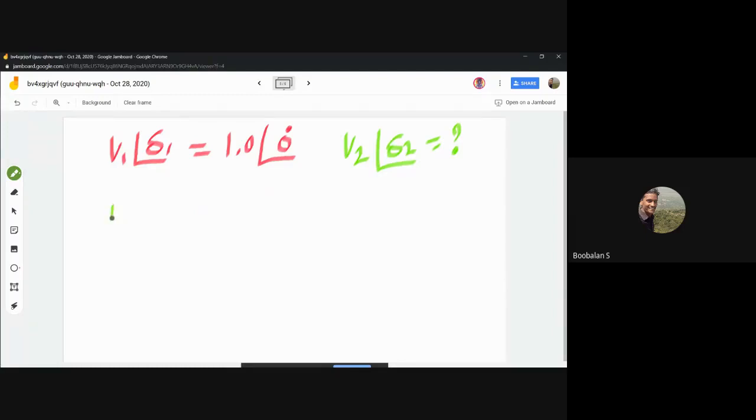The same thing, we need to calculate I12. How will I12 look? V1 minus V2, the same formula. V1 minus V2 divided by my impedance, so it will be V1 minus V2 divided by 0.1 J. And they have given V1 and del 1. We need to calculate V2 and del 2.